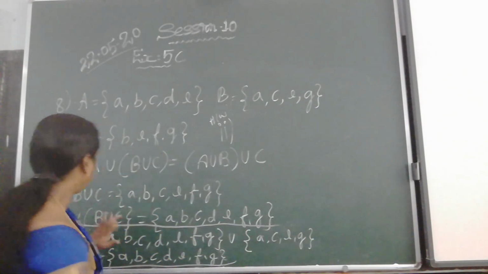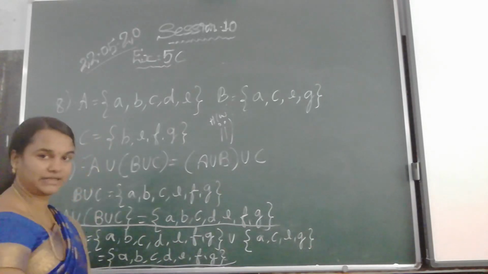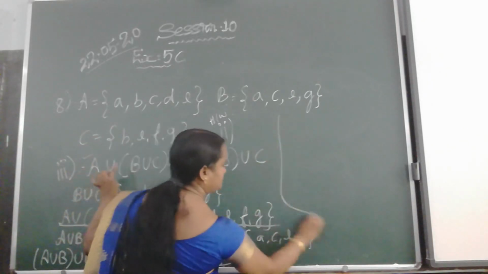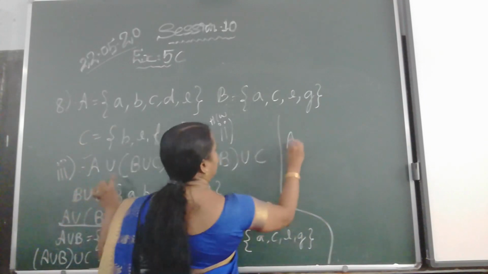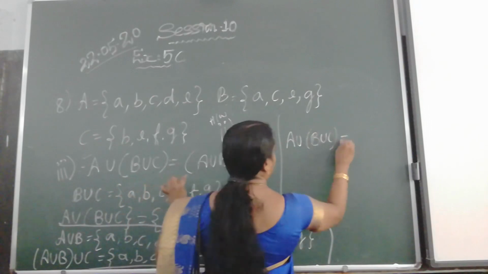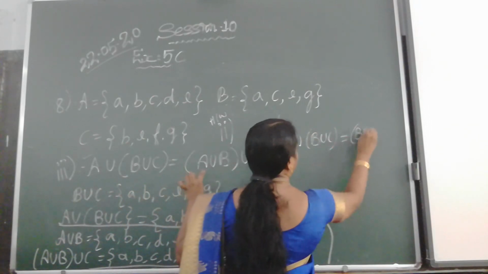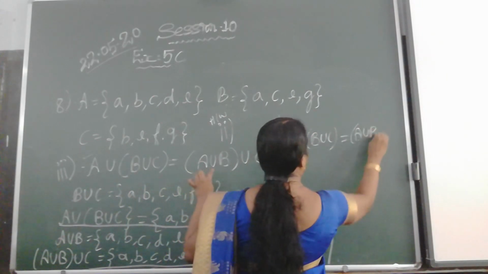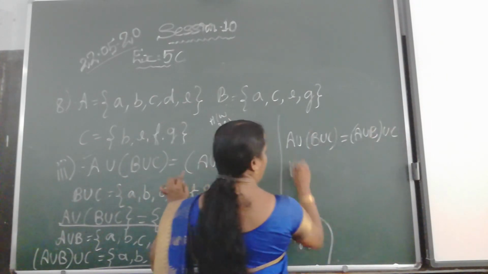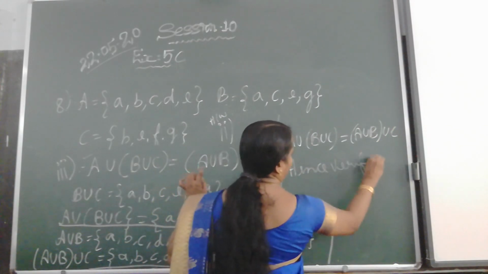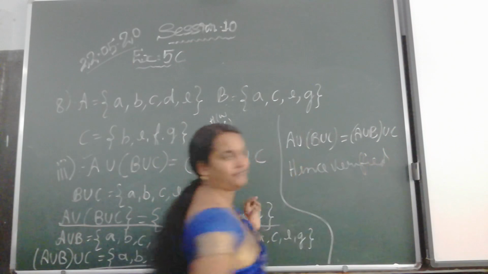Which elements are there in the first, the same are there in the other also. That means we have to write A union, that is B union C, is equal to A union B union C. Hence verified, very fine.